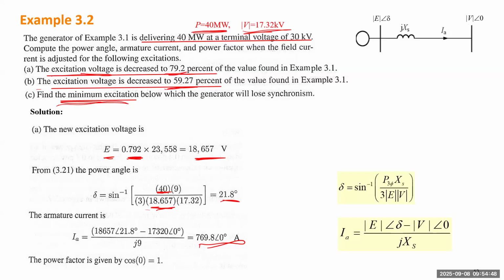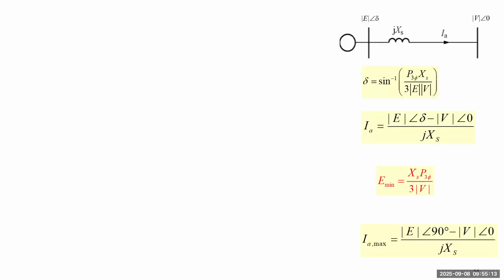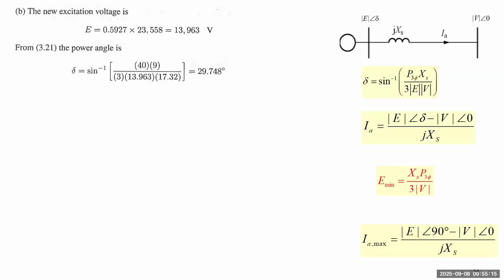We found out that, because we use the voltage as the reference, when you calculate the current, it gets zero angle, which means the power factor is 1, unity power factor. So condition A is just about the unity power factor. Move on to condition B.